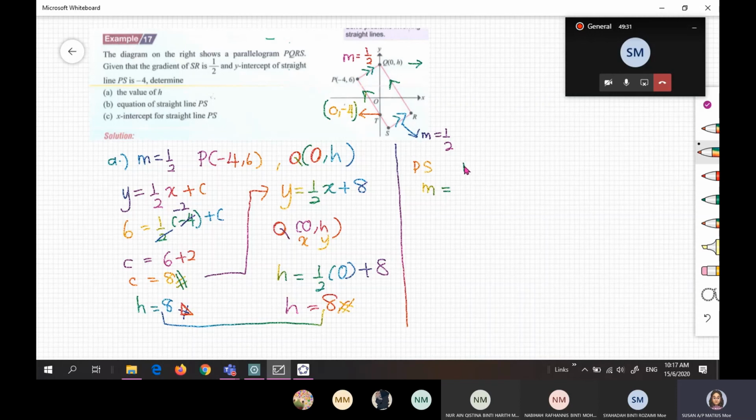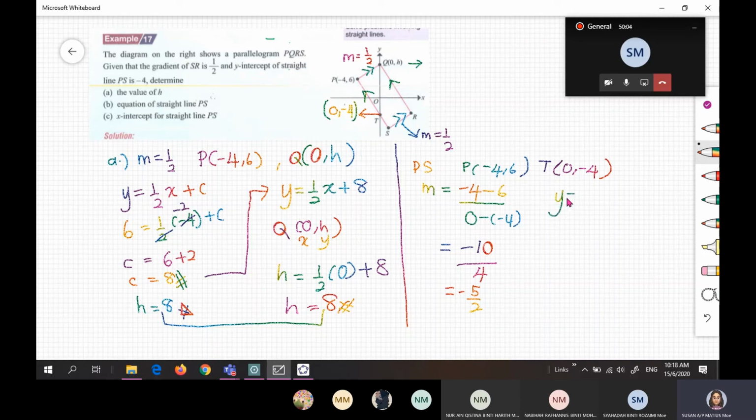What points do you have? You have P (-4, 6), and then you have T. It's okay if you don't have the coordinate of S, because you just need to know 2 points on the line to find the gradient. So -4 subtract 6, 0 subtract -4, that will give you -10 over 4. So it will be -5 over 2. That's the gradient.